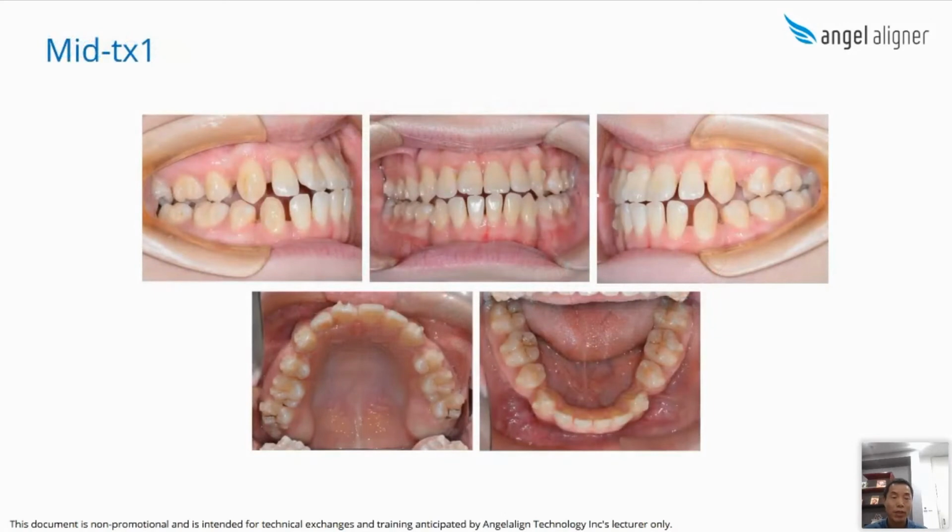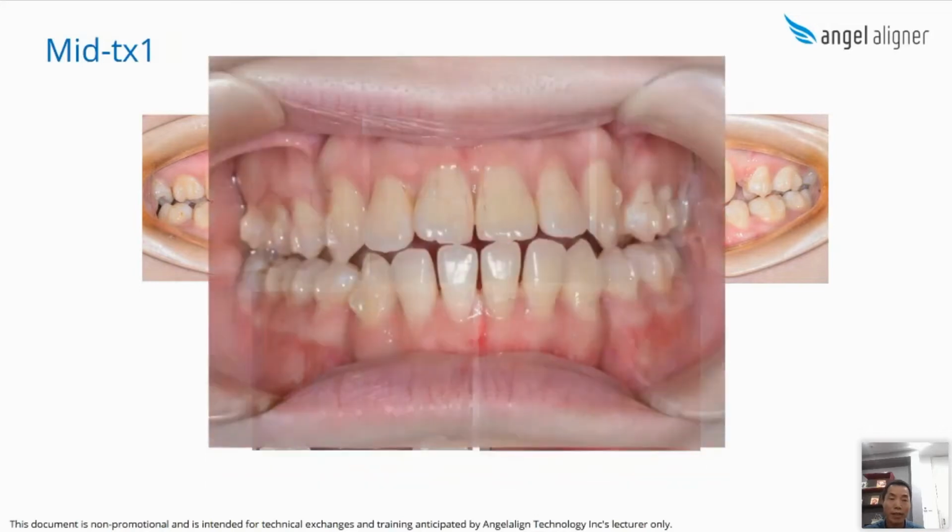Let's see the progress. These are the mid-treatment pictures. We can see that with the derotation of tooth 11 and the retraction of the lower incisors, upper and lower incisor occlusal interferences developed here. And the patient complained that teeth 11, 21, and 31, 41 were loosened.